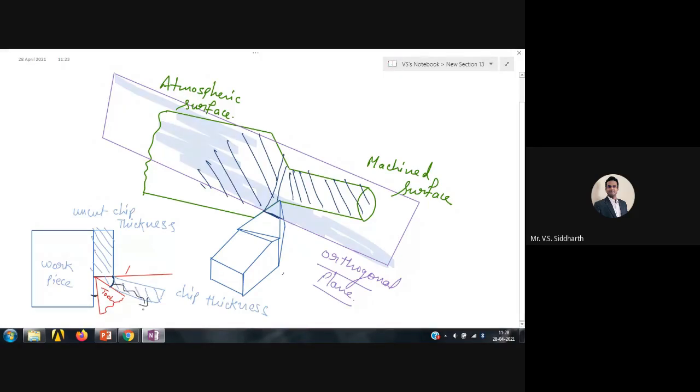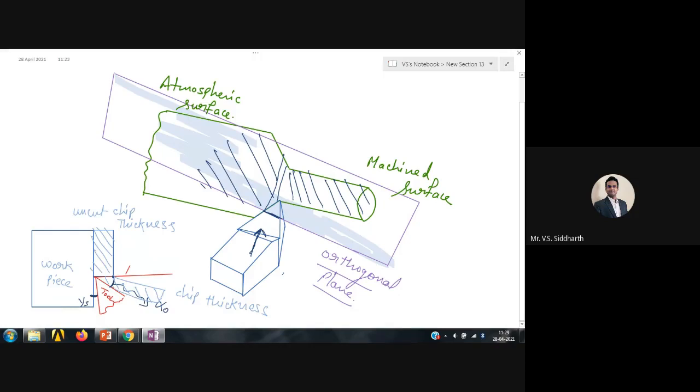This angle will be alpha naught, which is the orthogonal rake angle. Why? Because I have cut it with respect to the orthogonal plane. So when I look from this direction, I will see this alpha. Oh, very good, Manikanta. And what is this angle? This is the side relief angle, alpha s. Is it clear to everyone? Say yes or no. Very good.